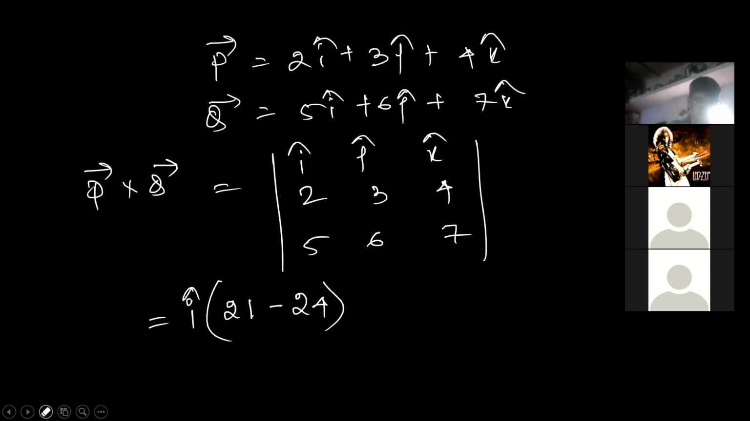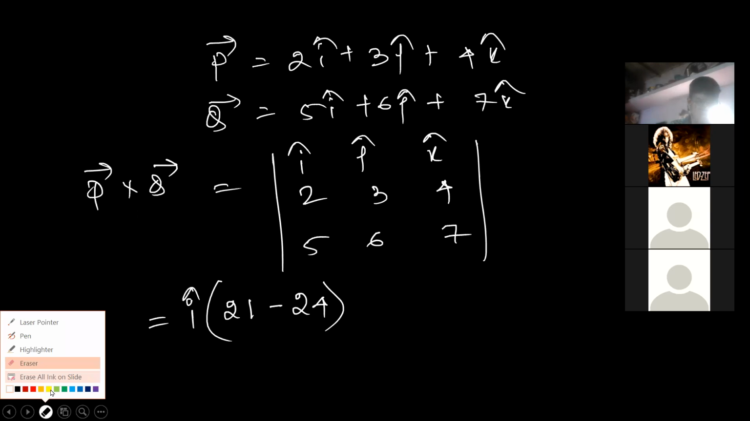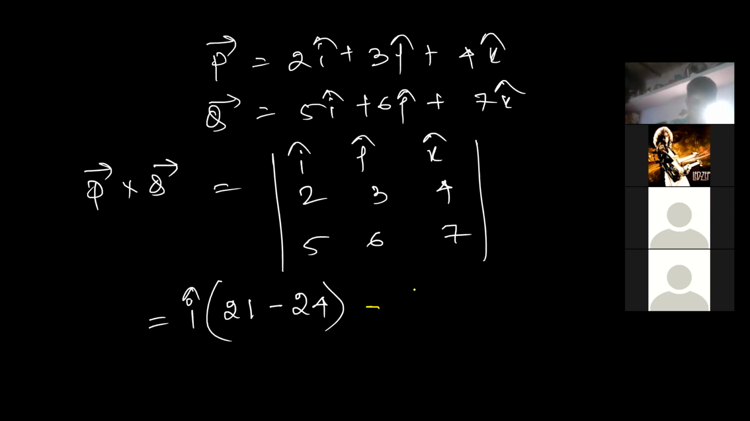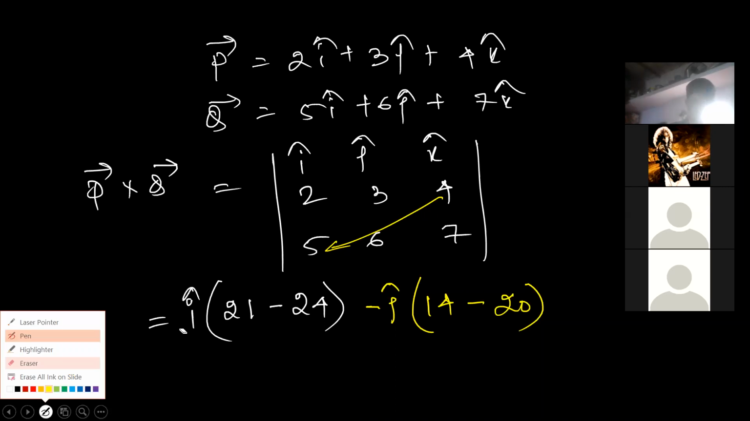Now for the case of j cap, we have to implement a minus sign. So minus of j cap. Now hide the column of j cap. I have hidden the column of j cap with my finger on the mouse. 2 into 7, 14, minus 5 fours are 20. Very good. Now let me erase that arrow sign here.